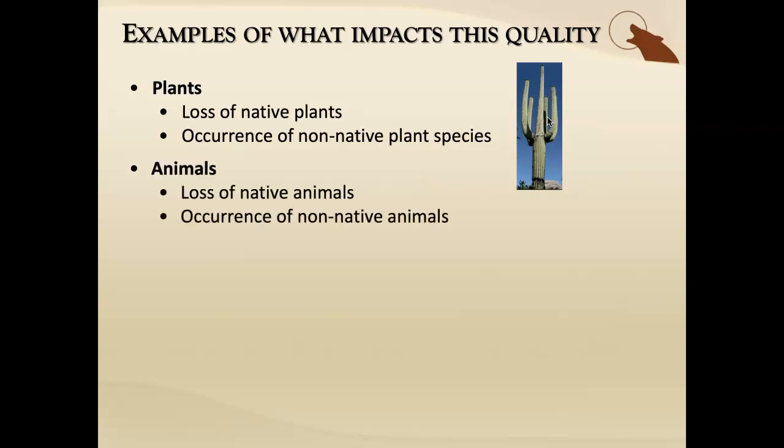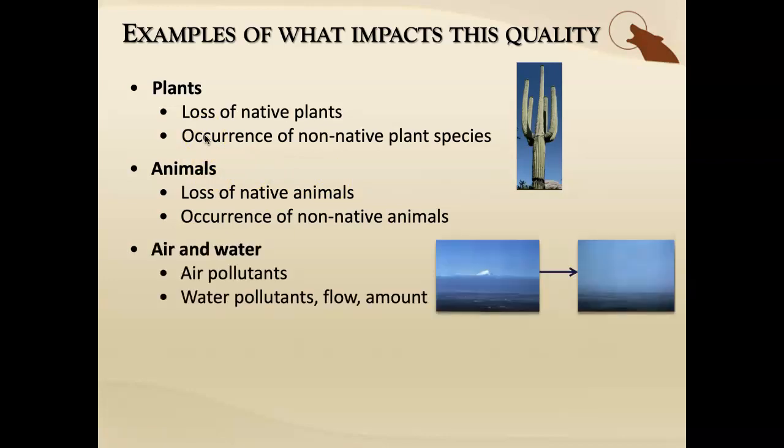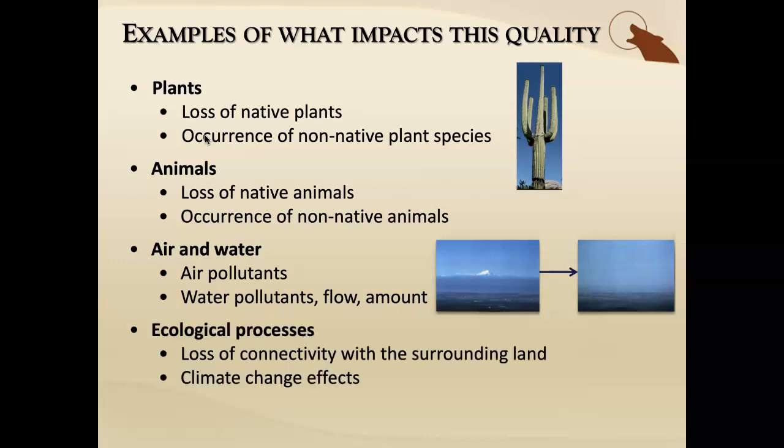So if that species was lost, which it could be from the occurrence of buffelgrass, which is an invasive plant species that sets on fire and burns quickly, and saguaro cacti, if you don't know, are not fire resistant and have not evolved in the context of fire, that plant could get extirpated if buffelgrass takes over in certain areas. Another example, animals, so the loss of native animals or the occurrence of non-native animals. Things like air and water pollutants also affect the natural quality of wilderness character.